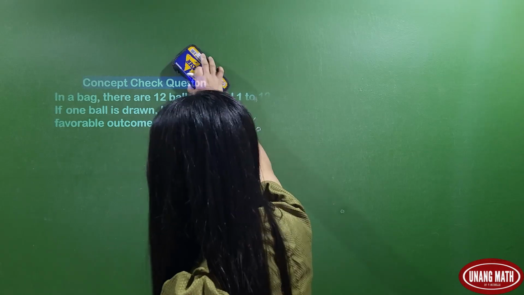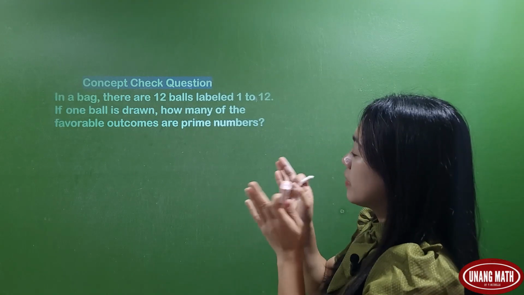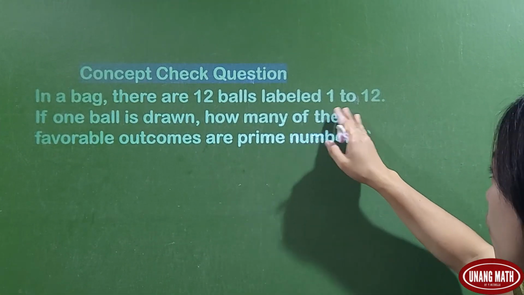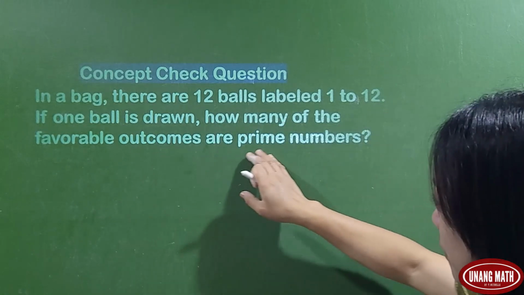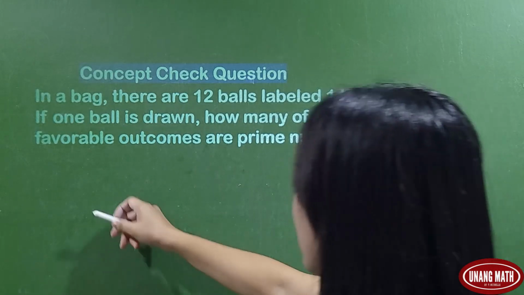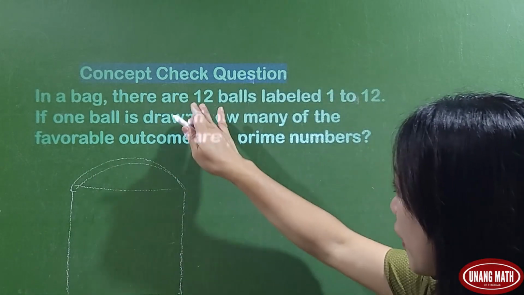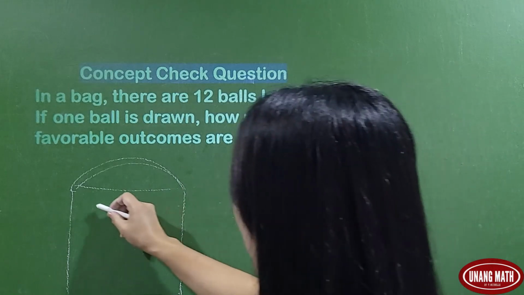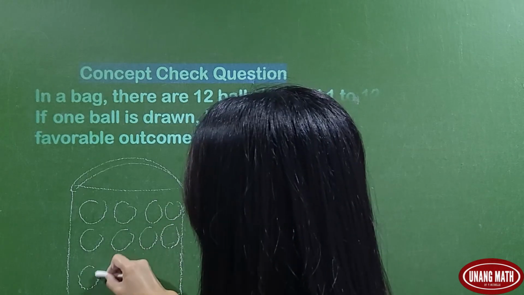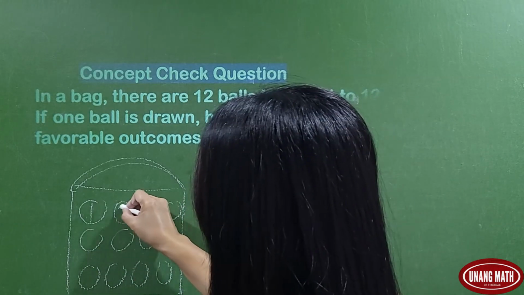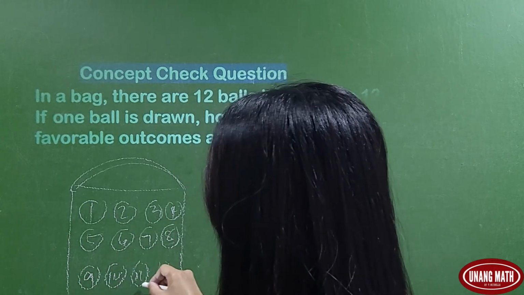Let's give one more example by answering this concept check question. In a bag, there are 12 balls labeled 1 to 12. If one ball is drawn, how many of the favorable outcomes are prime numbers? Let's say this is our bag. There are 12 balls labeled 1 to 12: 1, 2, 3, 4, 5, 6, 7, 8, 9, 10, 11, 12.